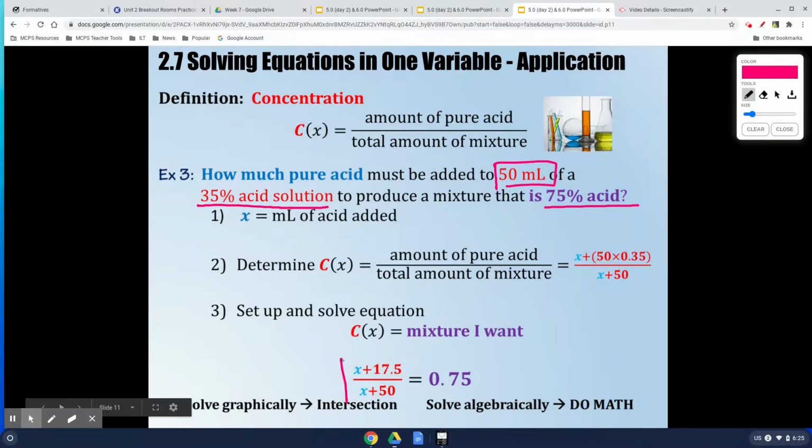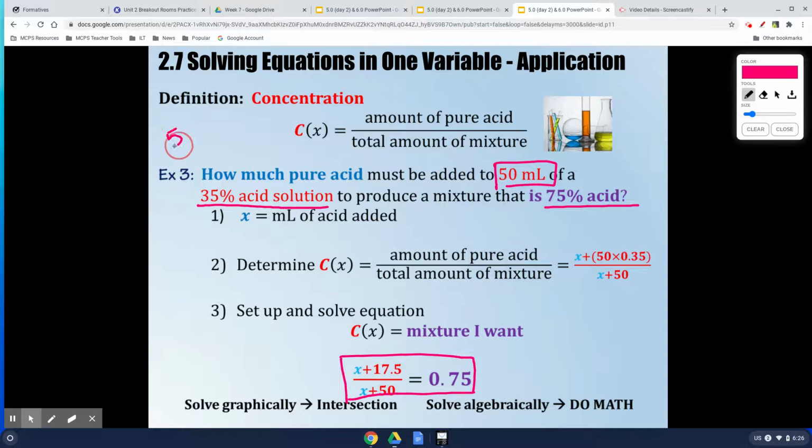So this right here is my equation. So x plus 17.5, right? So how much pure acid has to be added to 50 milliliters of 35% acid?